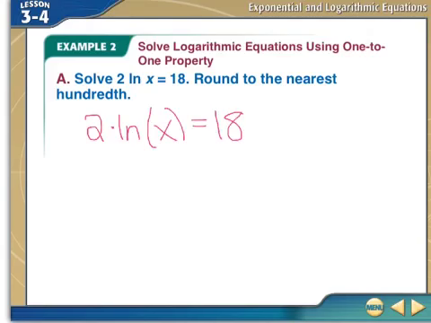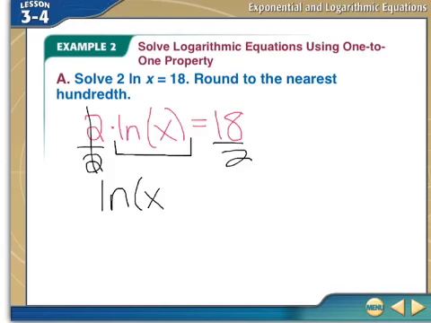The first step in solving any logarithmic equation is to get the logarithm by itself. So in other words, I want to get the natural log of x all by itself on one side of the equation. So the first thing I will do is to eliminate the 2 in front of the natural log x, and since I'm multiplying by 2 out in front, I will divide both sides of the equation by 2. So if I divide both sides by 2, the 2's cancel on the left side, I'm left with natural log of x equals 9.